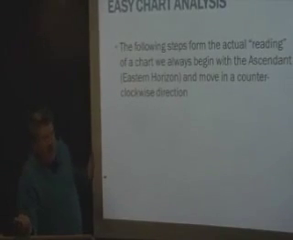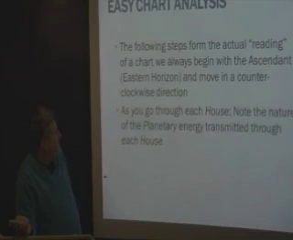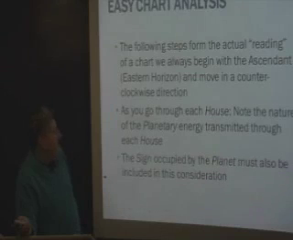When we read a chart, I combine steps 5 and 6, which are going through each of the houses of the chart and noting the nature of the planetary energy transmitted through each house. What that means in layman's language is look for each house that has a planet in it, because that planet expresses through that house. That's the type of planetary energy. The sign occupied by the planet is included.